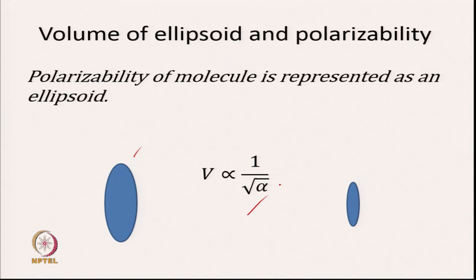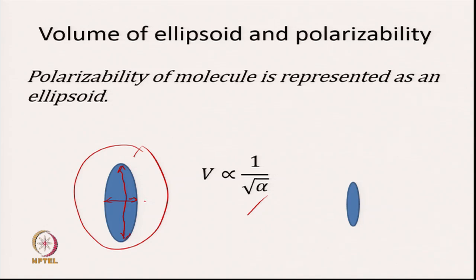So what does that mean is that if you look at this ellipsoid. So, in this direction your volume is less, whereas in this direction your volume is more. So, this is your minor axis and this is your major axis.